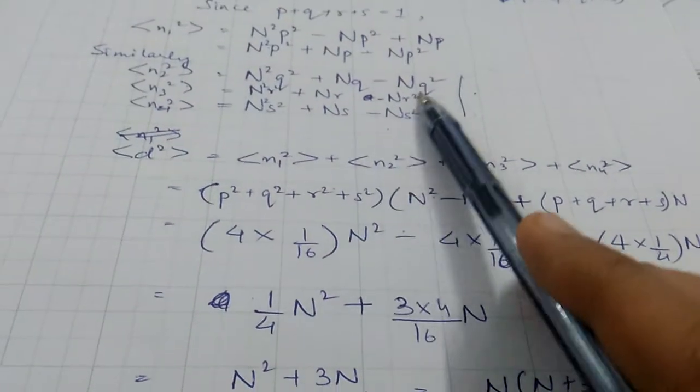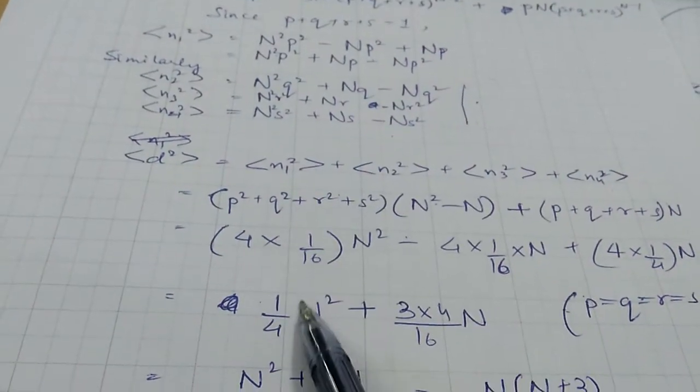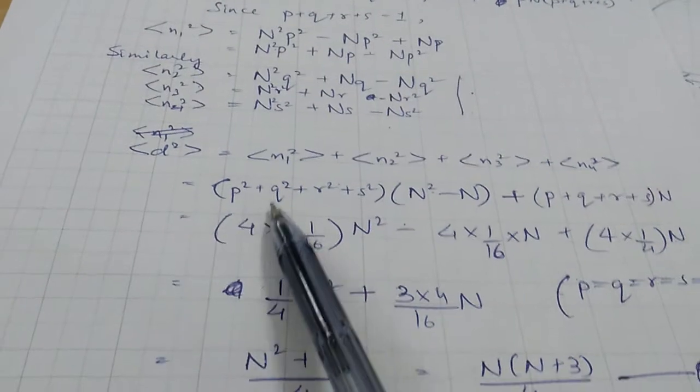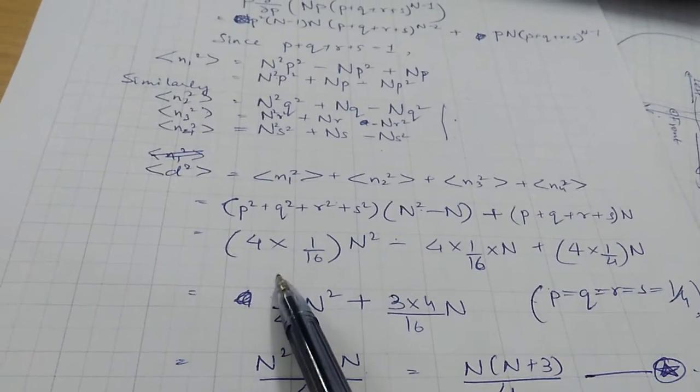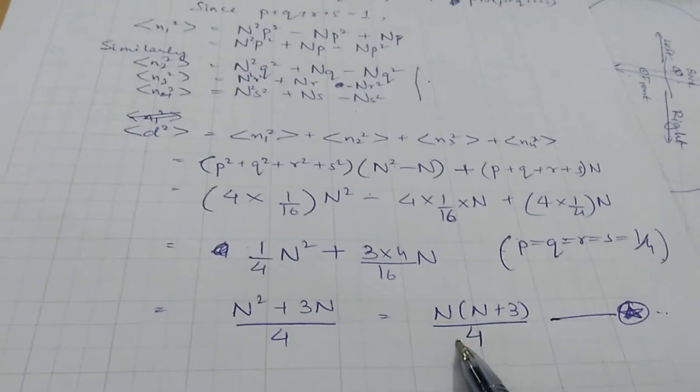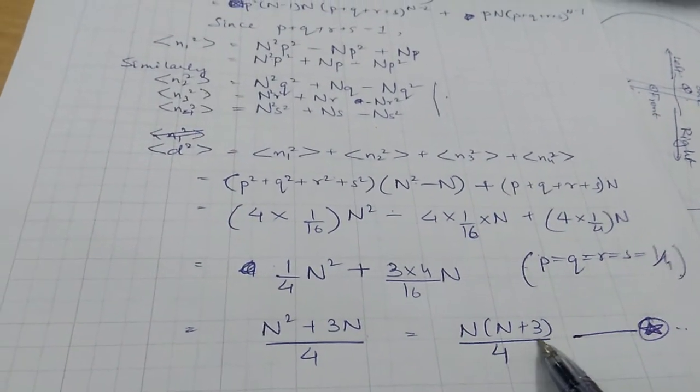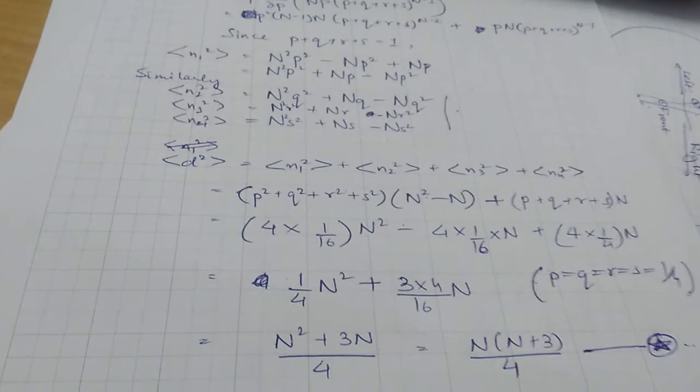Plug in all those values you got and plug in the conditions for unbiased walk, and voila, there's your answer. N times n plus 3 divided by 4.